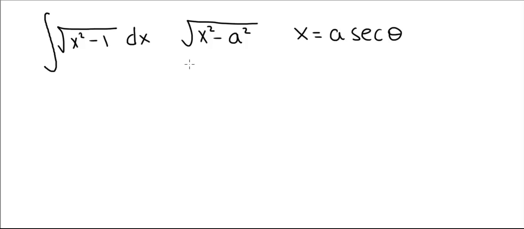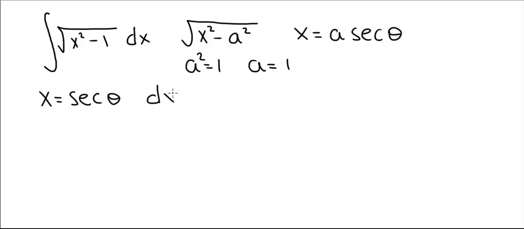In our problem, we match a squared to 1, so a squared equals 1. We can take a to be positive 1. So the substitution that will work in this problem will be x equal to secant of theta. From here, we need to differentiate both sides. So dx becomes the derivative of secant, which is secant theta times tangent theta d theta.